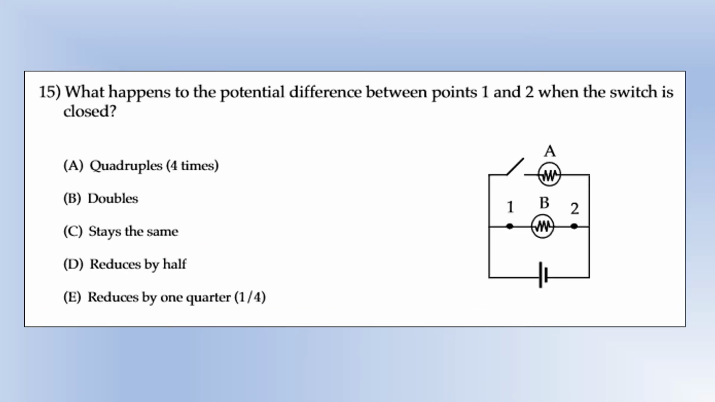So what happens to the potential difference between points 1 and 2 when the switch is closed? Have a look through your answers, then we'll take a look. Okay, so the correct answer is it stays the same. You should know that with components in parallel, adding more components in parallel has no effect on the other parallel components. In this instance, the potential difference between 1 and 2 is just going to be the same as the EMF source, and we could add as many parallel components as we like.